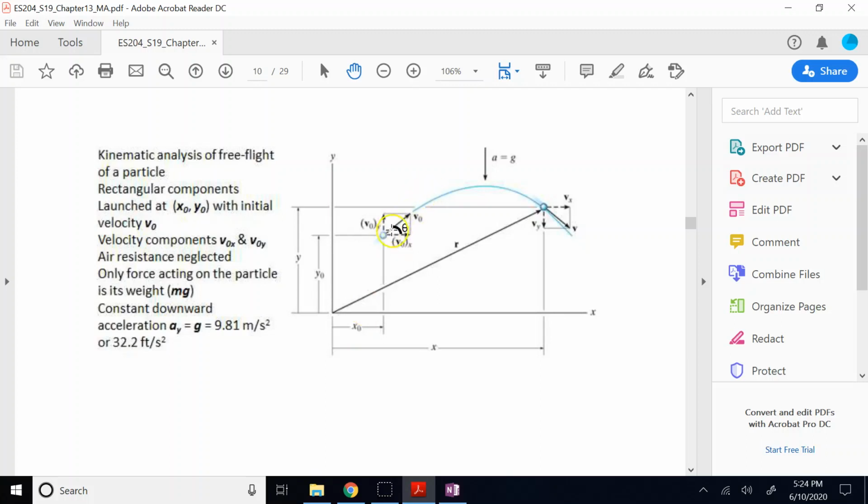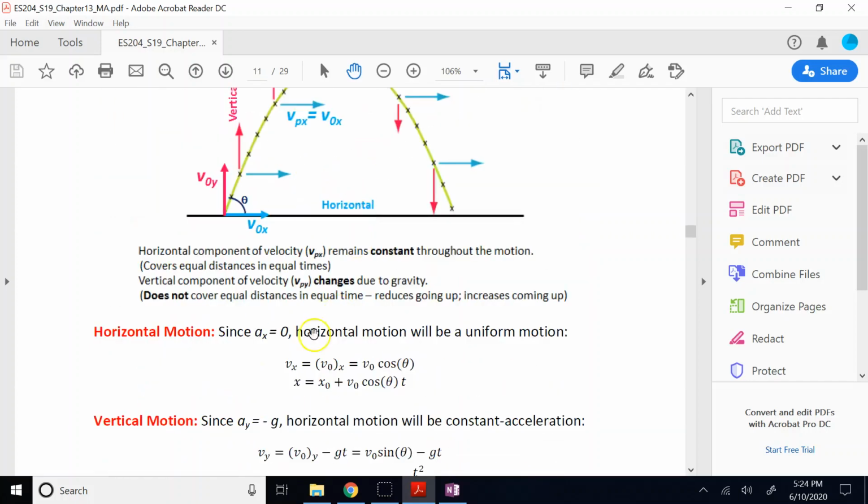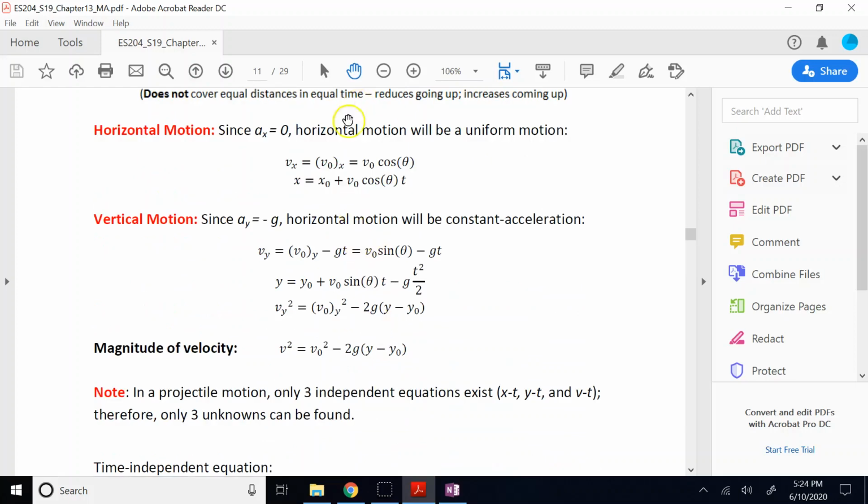So what happens when the particle is in the air? The only force acting on it is gravity, in the downward direction, opposite to y. And so that's where we start getting our equations. So let's take a look.